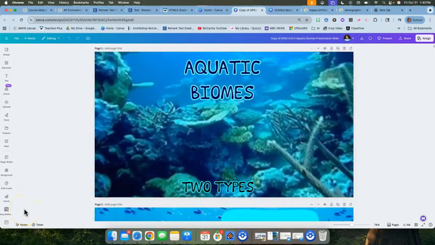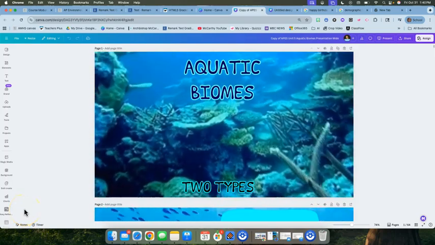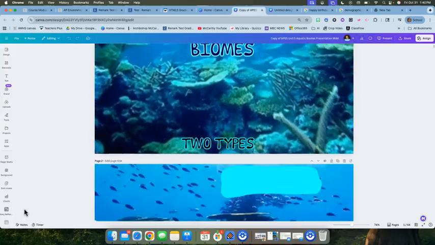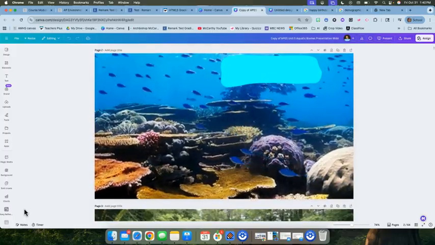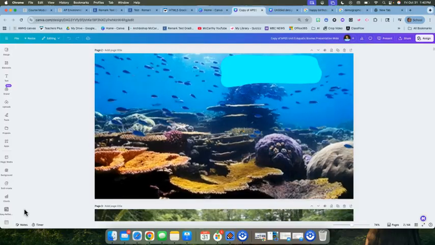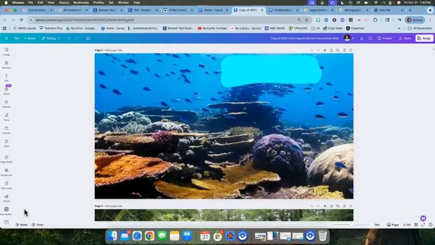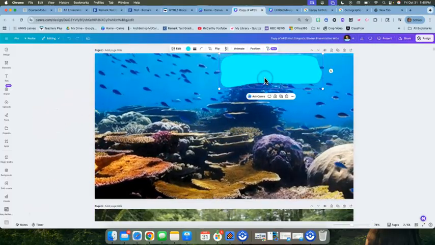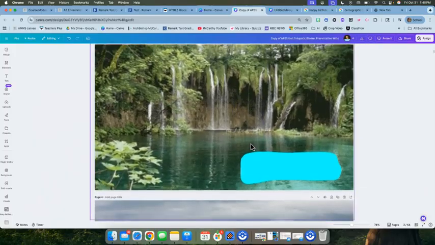I am covering aquatic biomes. You guys are covering terrestrial. There are two types of aquatic biomes. What are they? Salt water, which if you study the ocean, what are you studying? What's the class called? Marine bio. So we're going to call it marine, number one. And the second one is fresh.